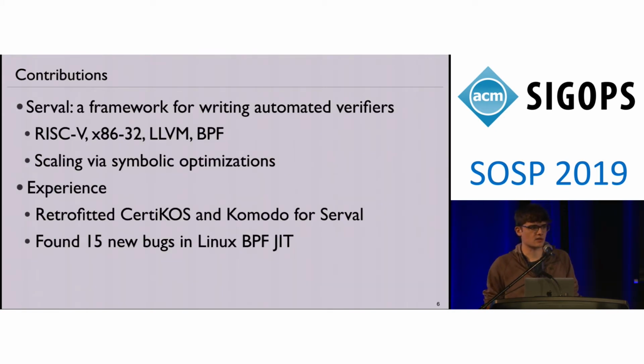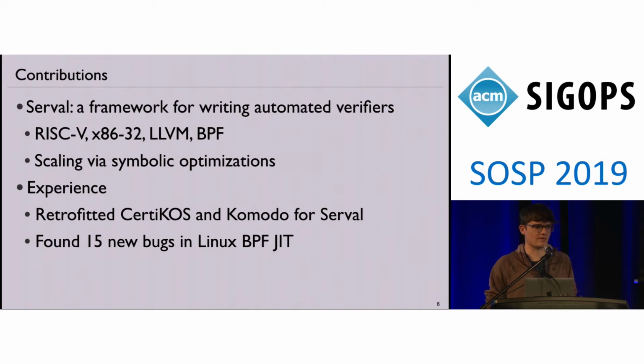So today in this talk, I'm going to be describing Serval, which is a framework that we developed that makes it easy to rapidly prototype and develop automated verifiers. It's easy enough, in fact, that as part of Serval, we've provided verifiers for 4 different low-level languages. To develop these verifiers, we also created the idea of a symbolic optimization, which is a way of systematically scaling the automated verifiers to work on actual systems. And to understand the trade-offs that this approach has compared to other verification techniques, we report on our experience with retrofitting existing systems to be verified using Serval.